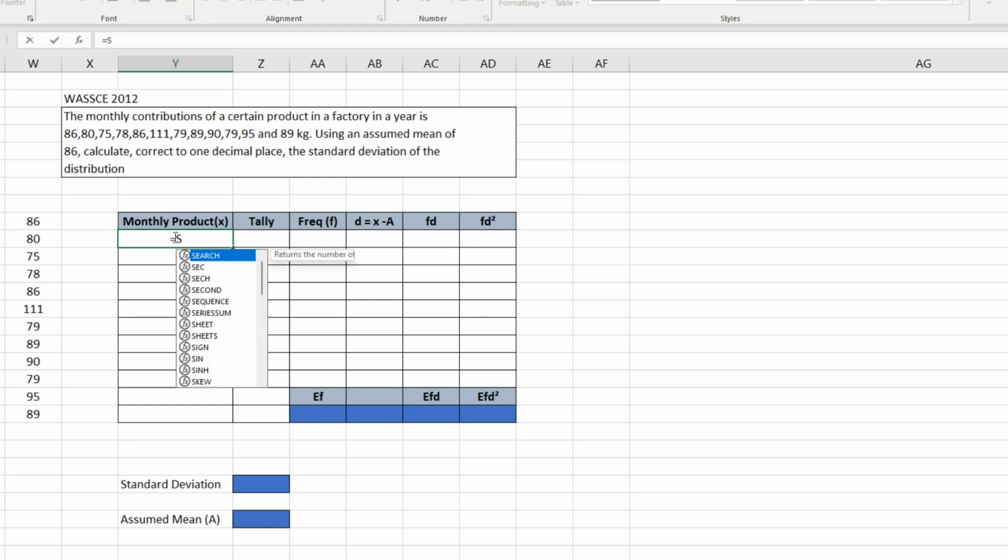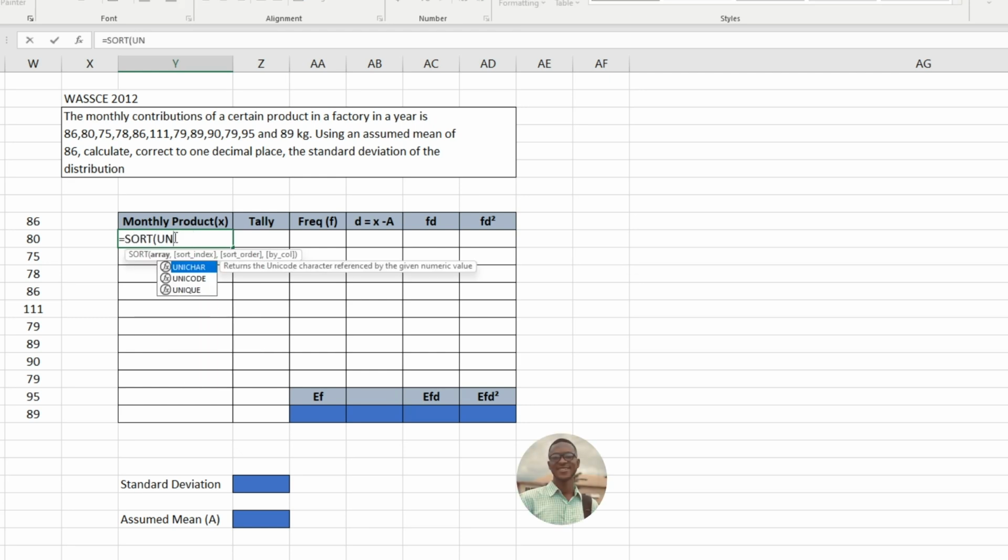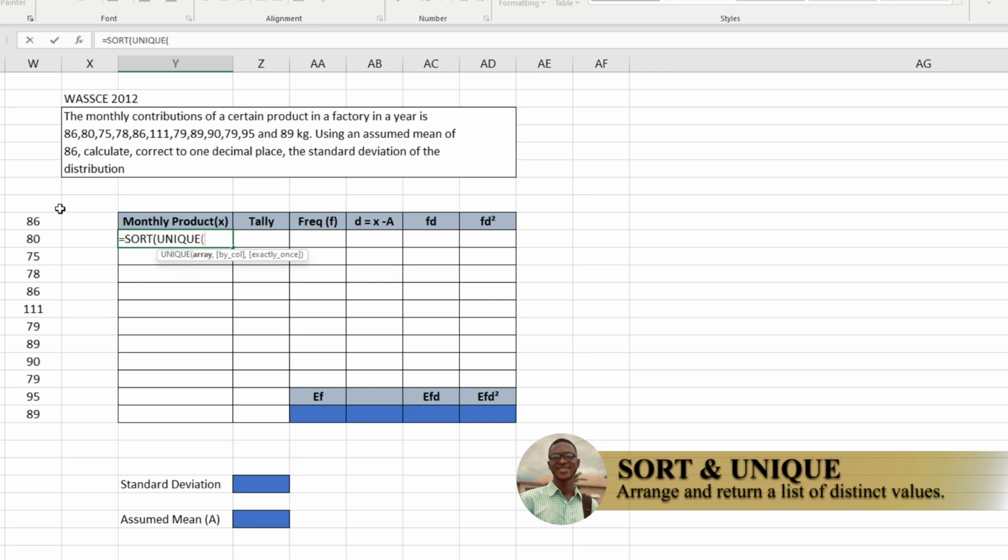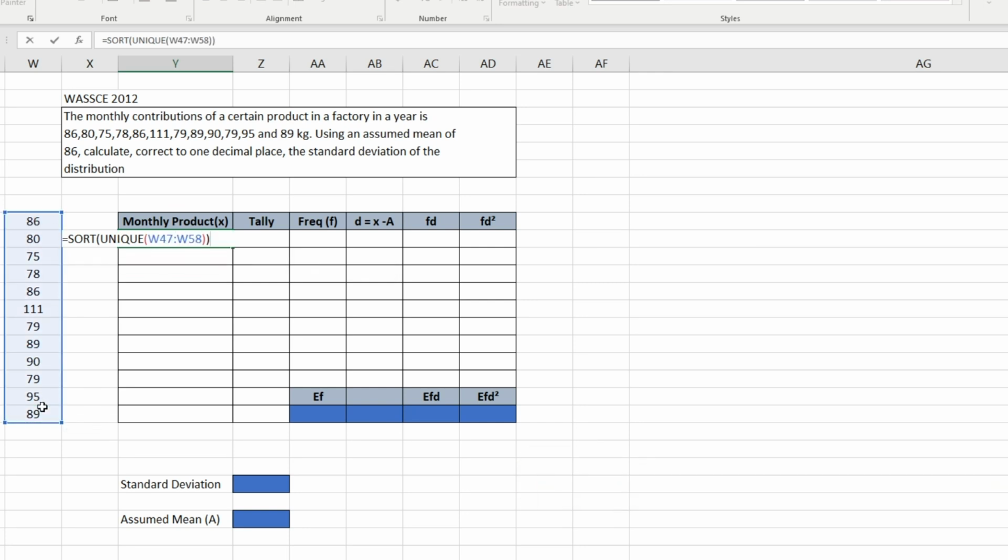So equal to SORT, and then I'll use UNIQUE. Then over here, I'm going to select these ones, and then I'll close them, and I'll press enter. So we have 75, 78, 79, and so forth.